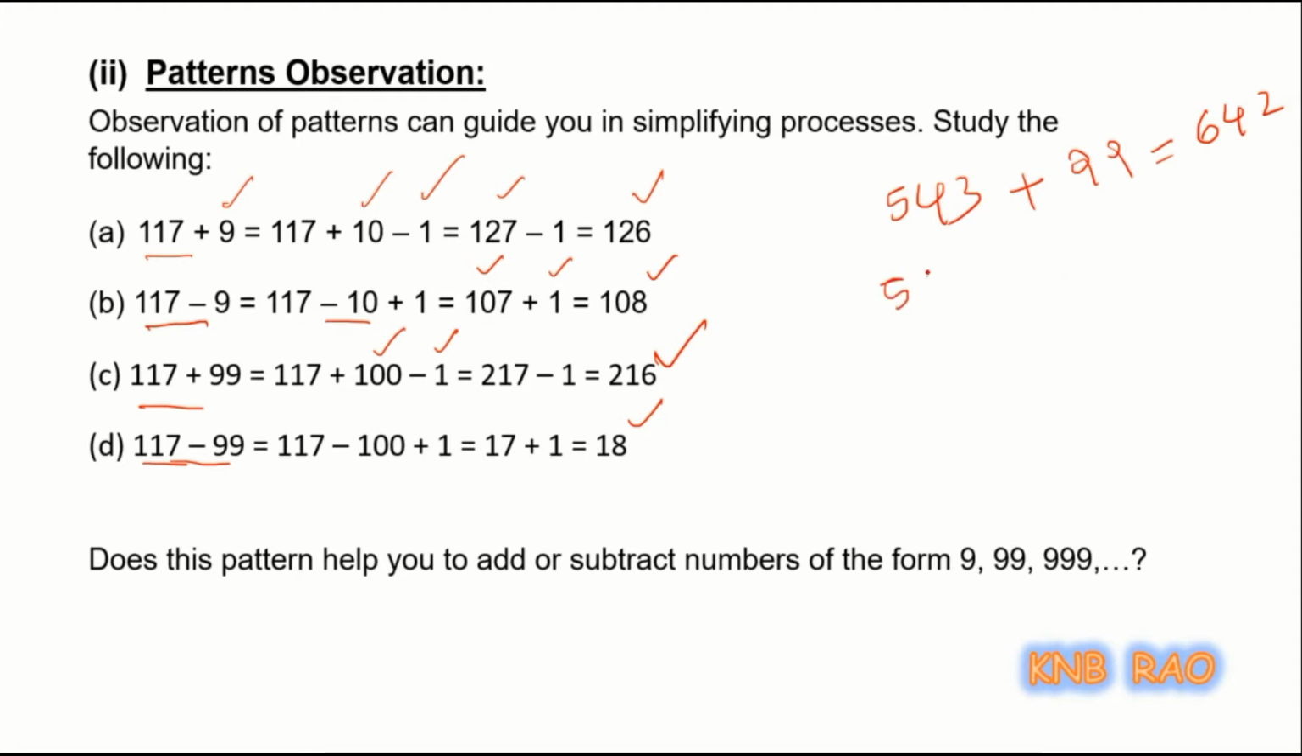Suppose similarly, if I wanted to subtract 99 from it, then take away 100 first, which makes it 443, but we have taken away an extra one, so you add that, it becomes 444. This is how we can easily do addition or subtraction of numbers such as 9, 99, 999 and so on. This is one pattern.